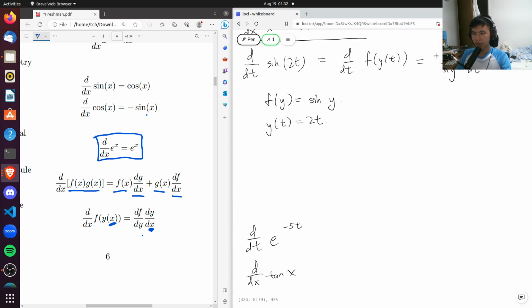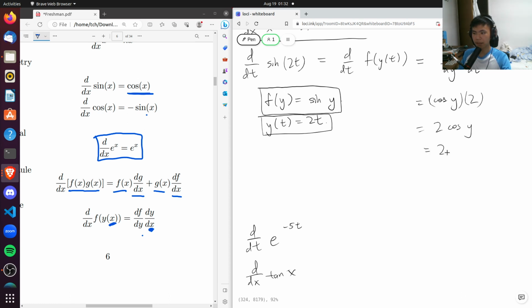So these two functions can be easily differentiated, right? df over dy, this is f of y. df over dy is just cosine of y. And dy over dt, y of t is just this, right? dy over dt is just 2. So it's just the product of these two functions. In other words, 2 cosine y, and that gives us 2 cosine 2t.